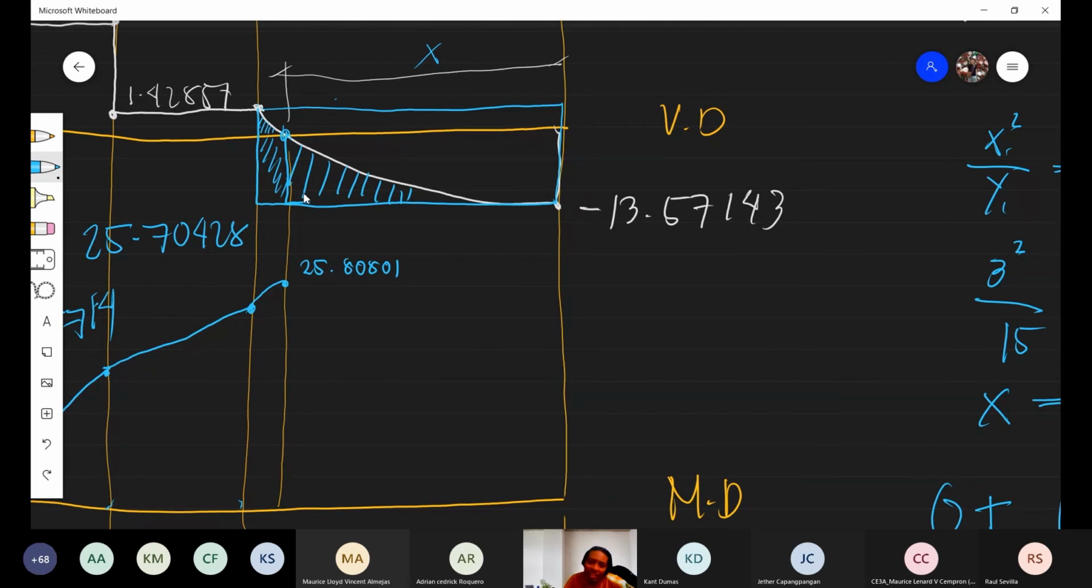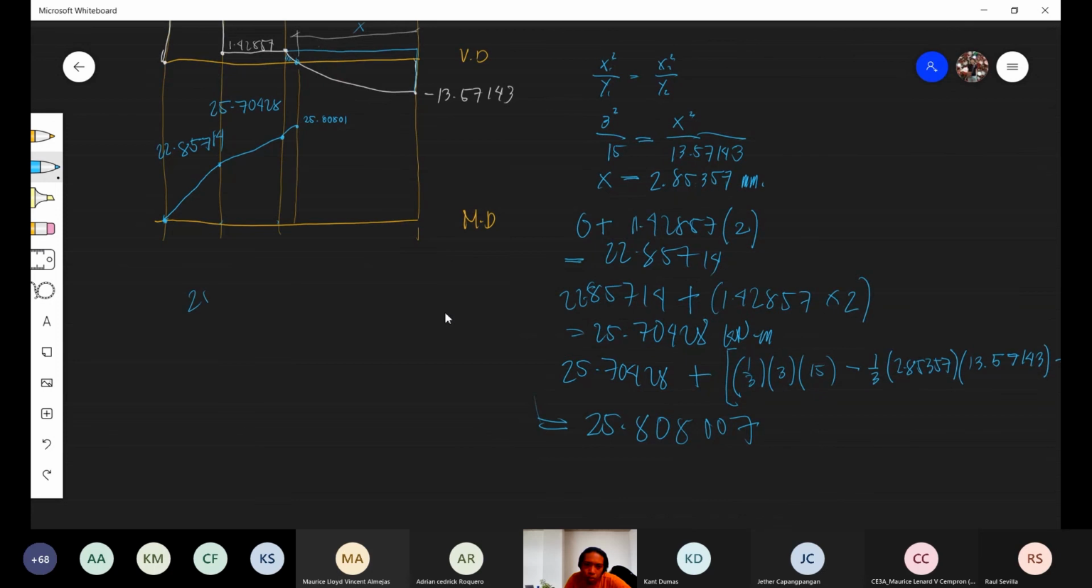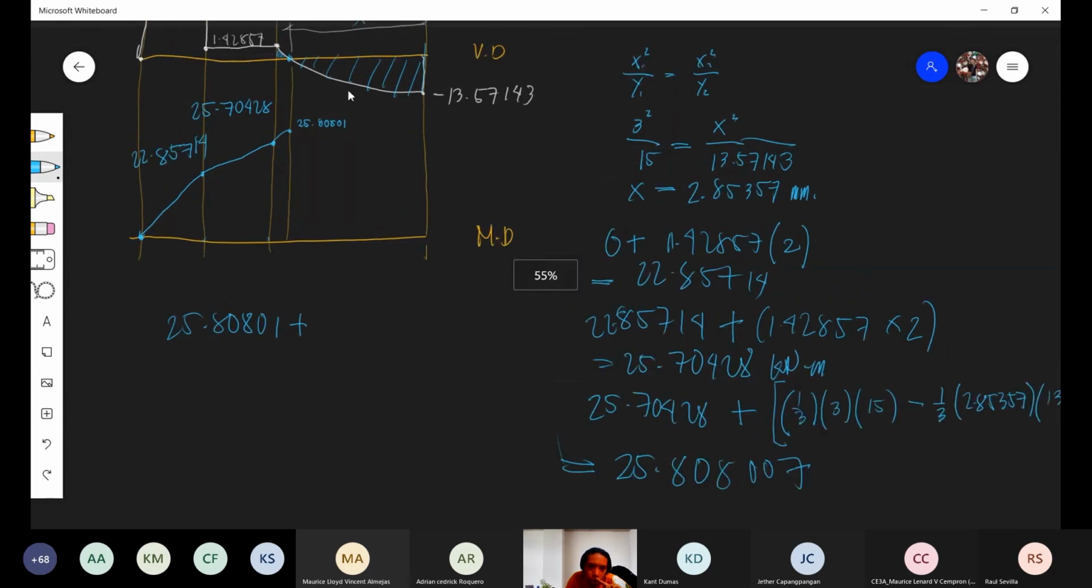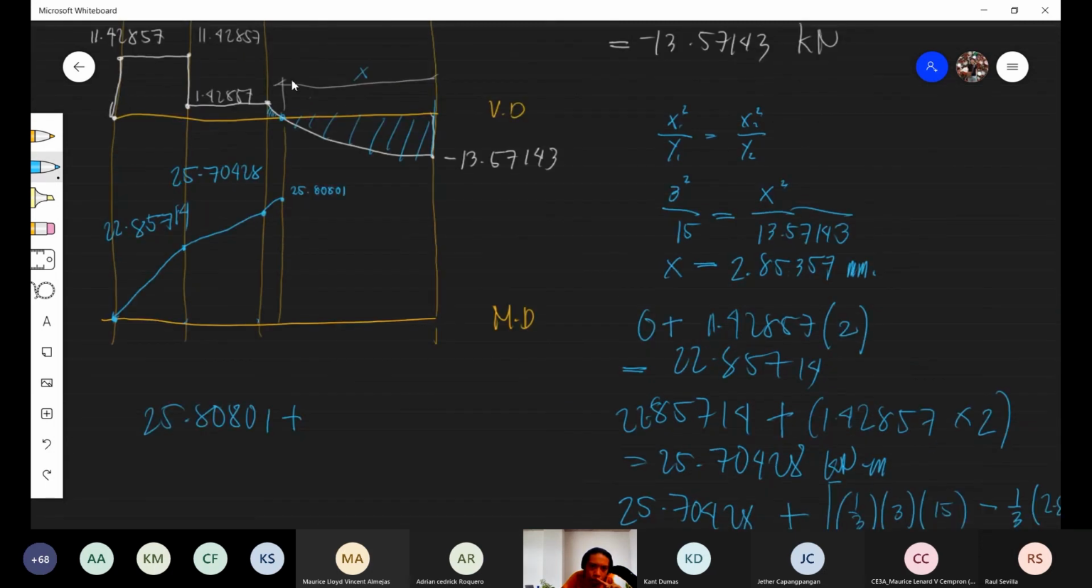Okay? Next, let us erase what we drew. You take the previous moment, which is 25.80801, then add the area in between. What is this area? How can we solve for this area? Rectangle minus the spandrel. This is a spandrel.